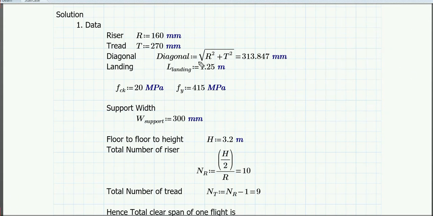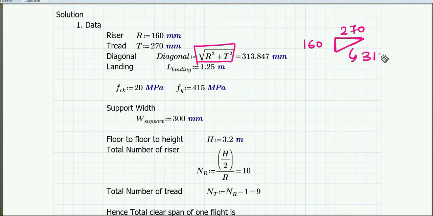Now for the diagonal, we have to look at the step. Suppose this is the step. Here this side is the riser and this is the tread. The riser is given as 160 mm and the tread is given as 270 mm. The length of the diagonal is root over r square plus t square, which is 313.